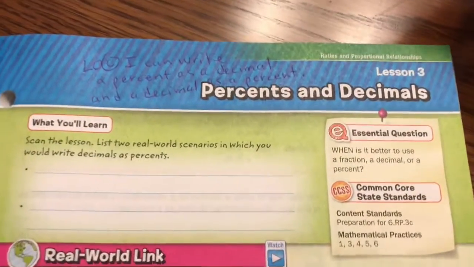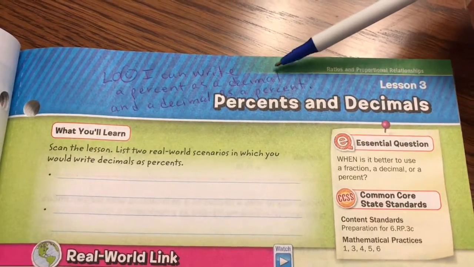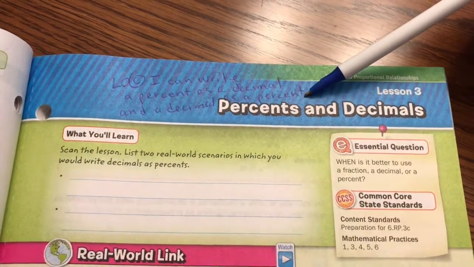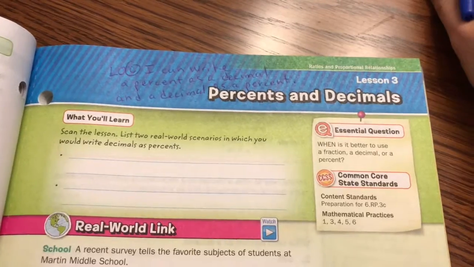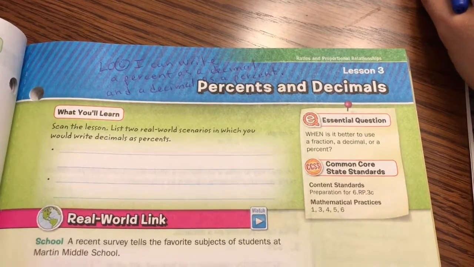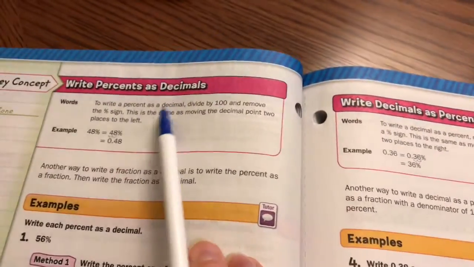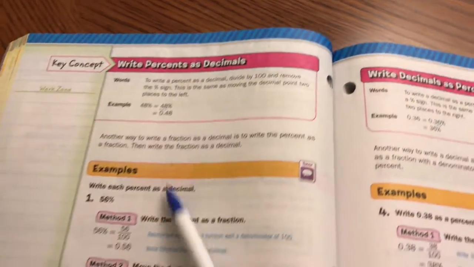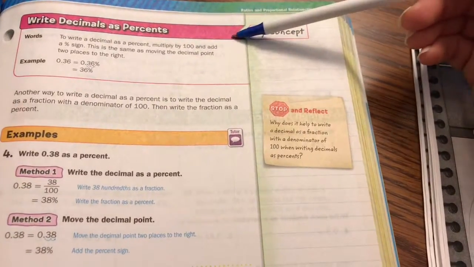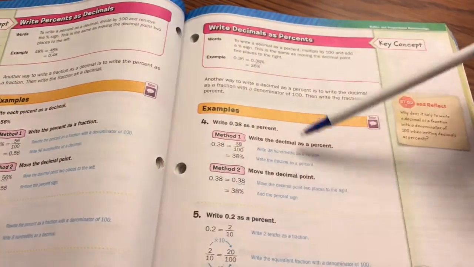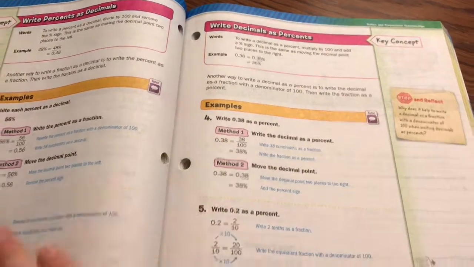Okay, so our learning objective C is I can write a percent as a decimal and a decimal as a percent. And guess what? This is pretty basic. This lesson 3 goes pretty quickly. I think you're going to like it. So we're going to write percents as decimals. That's going to be on page 110. And then on page 111, we're going to write decimals as percents. And for each of these two ways, there are going to be two methods that you can use.